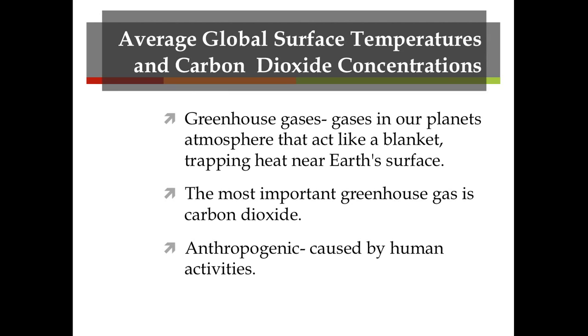The most important greenhouse gas we have is carbon dioxide, or CO2. During most of the history of life on Earth, greenhouse gases have been present in the atmosphere at a fairly constant concentration, and it's remained relatively constant for long periods of time. But in the past 2 centuries, the concentration of carbon dioxide and other greenhouse gases in our atmosphere has risen.